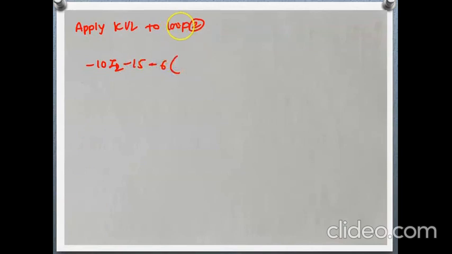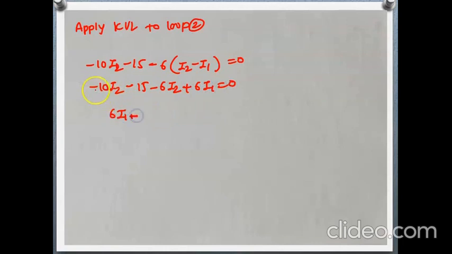Now we are in loop 2, so I2 will be greater than I1, so I2 minus I1 equals 0. This minus 10I2 minus 15 minus 6I2 plus 6I1 equals 0. So 6I1 minus 16I2 equals 15. This is equation number 2.